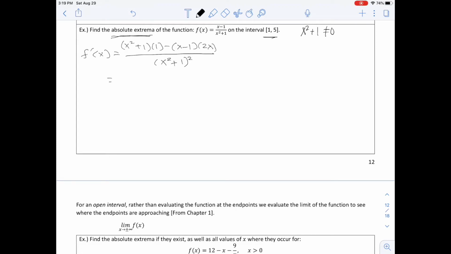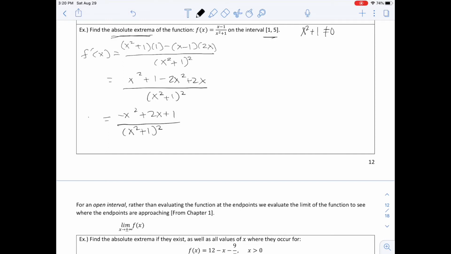So simplifying this, we end up with x squared plus 1 minus 2x squared plus 2x divided by x squared plus 1 quantity squared. From here, we can simplify this a little bit more, and we arrive at negative x squared plus 2x plus 1 divided by x squared plus 1 quantity squared.